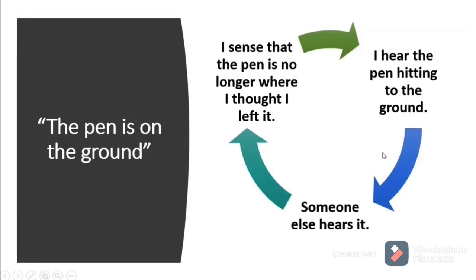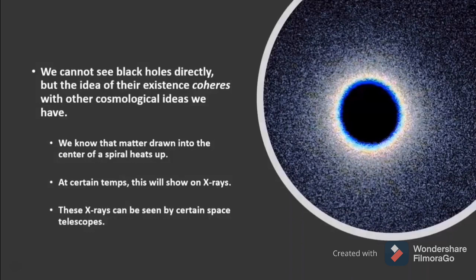Again, I know that sounds a little bizarre, but here's a slightly better example. So for instance, we say that it's the case that there are black holes out in space. We can't see black holes directly, but the idea of their existence coheres with other cosmological ideas that we have, right? So we know that matter drawn into the center of a spiral heats up, and at certain temperatures, this is going to show on X-rays. And these X-rays can be seen by space telescopes.